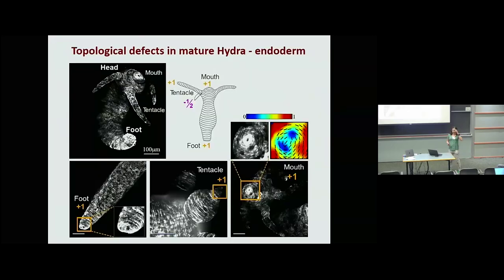And so up to now, I was showing you images from this outer layer, but it's the same story in the inner layer. So the defects are located at the same locations. The only difference being that now, where the fibers are circumferential, the +1 defects are this vortex shape rather than the aster shape.